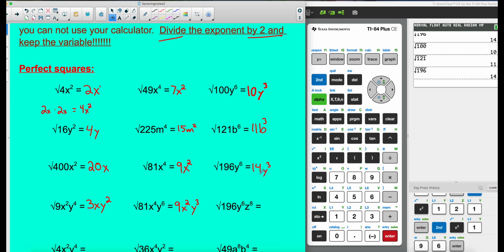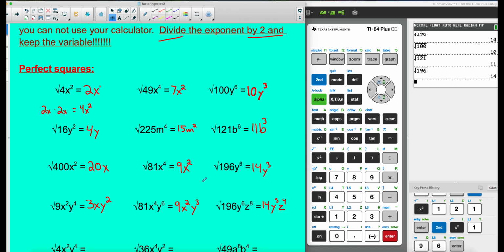Next, 196, we just did that before. That's 14. The two variables you have are y and z, so put your y. Now it's y to the sixth. 6 divided by 2 gives you y to the third. And then don't forget the z. Take your time with these. Put z. What's 8 divided by 2? That gives you z to the fourth. So the square root of 196, y to the sixth, z to the eighth is 14, y to the third, z to the fourth. Remember, I'm just taking my exponents and I'm dividing them by 2.